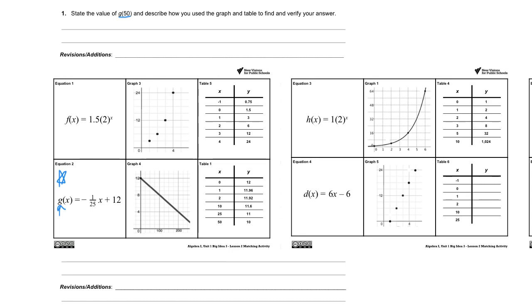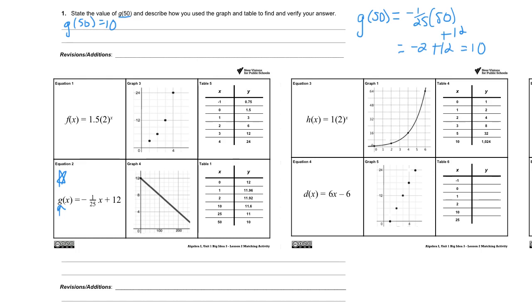which I'm going to do really quick. So G of 50 will equal -1 over 25 times 50 plus 12. Well, -1 over 25 times 50 is -2, plus 12, and that is 10. So G of 50 is 10. I can find that out in several other ways as well.